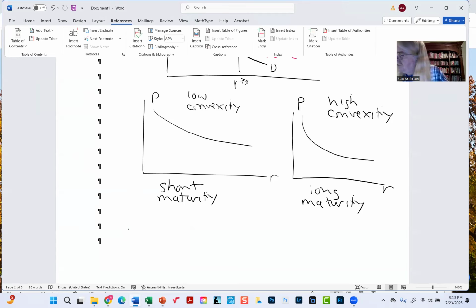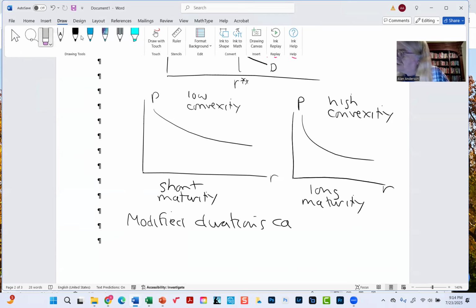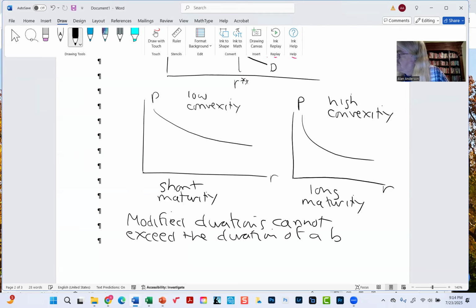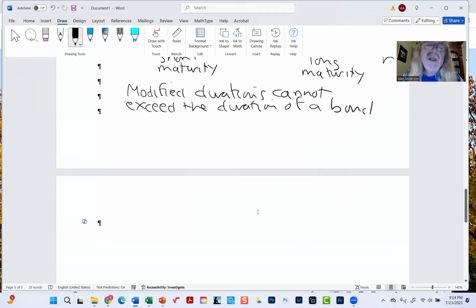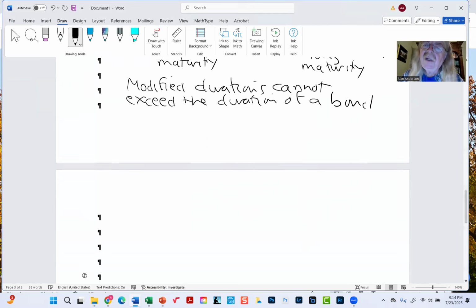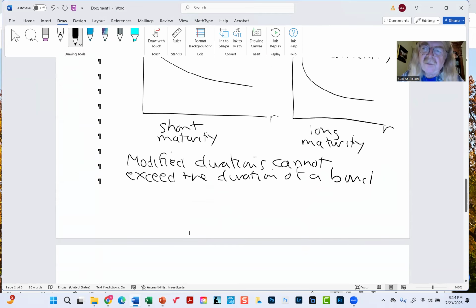But unlike duration, modified duration cannot exceed the maturity of the bond because of the way it's defined. So let's say you have a 20-year bond in your portfolio, you know that the modified duration will be less than 20. It might be significantly less, but it's not going to go past 20. That is as high as it can get.